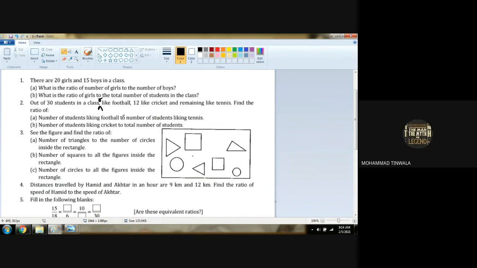Now, total number of students is given, 30. Football, we got the figure. We got cricket. We don't have one figure, that is tennis, the number of students of tennis.